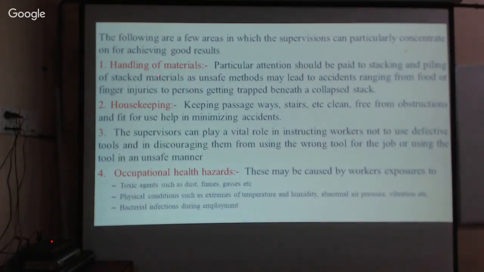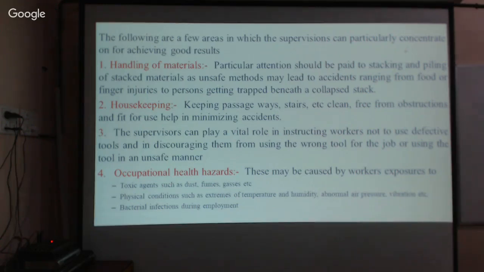Then handling of materials. Particular attention should be paid to stacking and piling of material, as unsafe methods may lead to accidents ranging from foot or finger injuries to persons getting trapped beneath a collapsed stack. Now, housekeeping: keeping passageways, stairs, etc. clean, free from obstructions and fit for use helps in minimizing accidents.